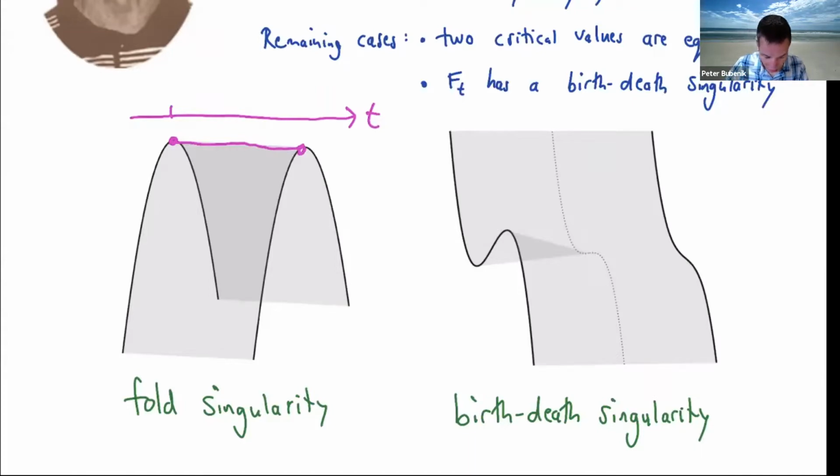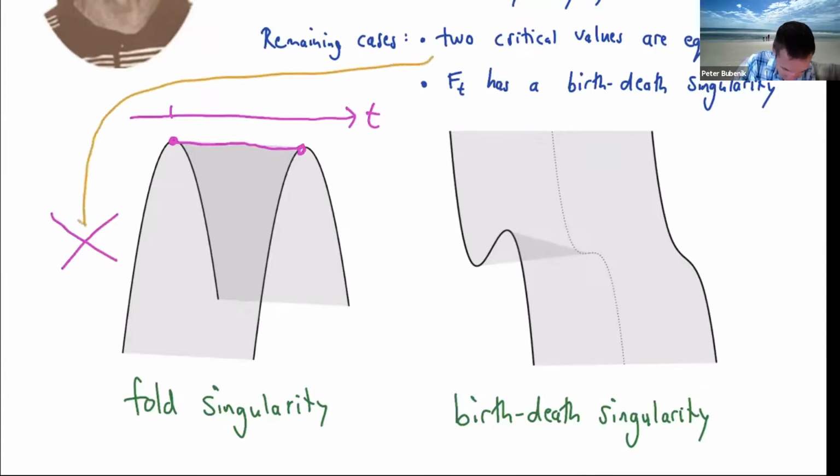Now, in some cases, fold singularities can cross. So this is kind of the first case. So we got finitely many places fold singularities might cross in their values. So that's okay, and that's not so interesting. What's more interesting is these birth-death singularities.